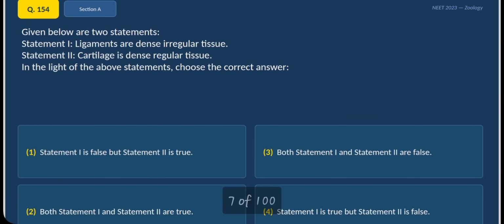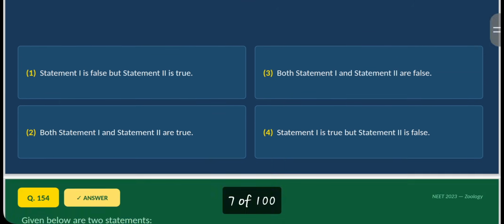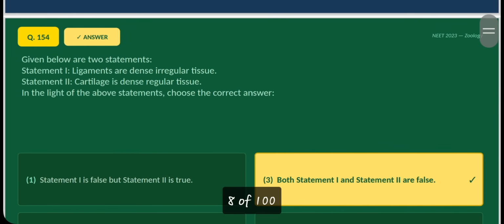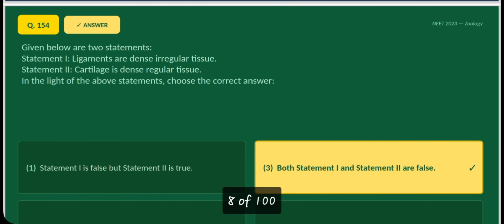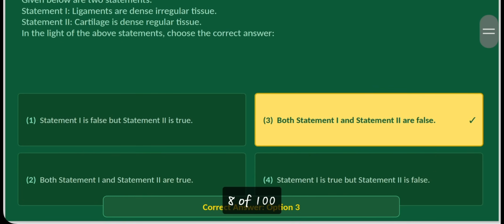Given below are two statements. Statement 1: ligaments are dense, irregular tissue. Statement 2: cartilage is dense, regular tissue. In the light of the above statements, choose the correct answer. Here the correct answer is both statement 1 and statement 2 are false. Ligaments are dense, regular tissue, and cartilage is dense, irregular tissue. Instead they have given wrong statements, so both are false. Cartilage is skeletal tissue; rather than dense irregular, it is skeletal tissue.